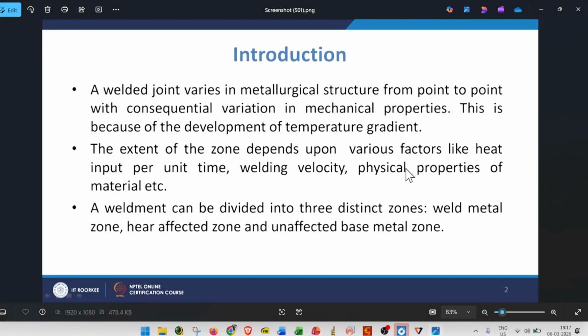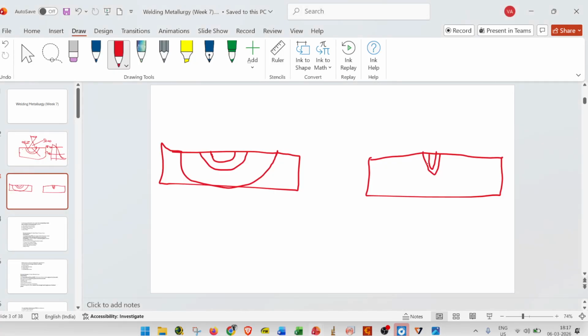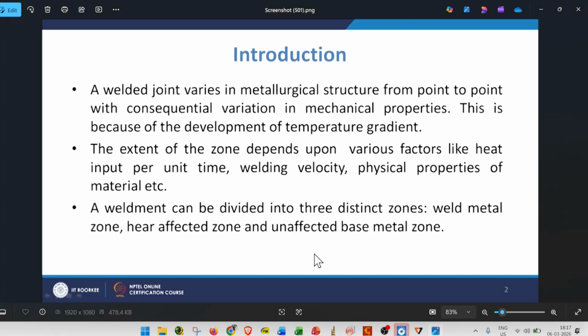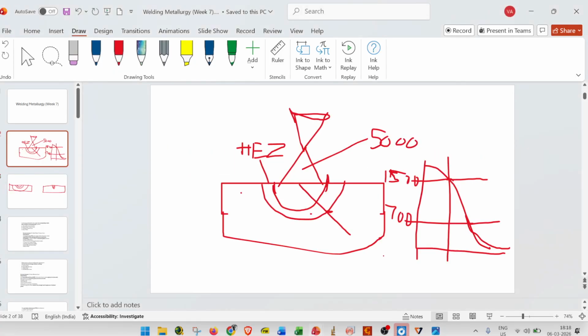Okay. And what are the physical properties? That is, what is the melting point of this material, what is the size of the material, what is its thermal conductivity, are we providing any cooling environment or not, and what is the ambient temperature. All of these factors will also affect the amount of heat affected zone, or how the microstructure will change. Okay. The weldment can be divided into three distinct zones: weld metal zone, heat affected zone, and unaffected zone. As we saw here, we can divide them into three zones: weld metal zone, heat affected zone, and base material.